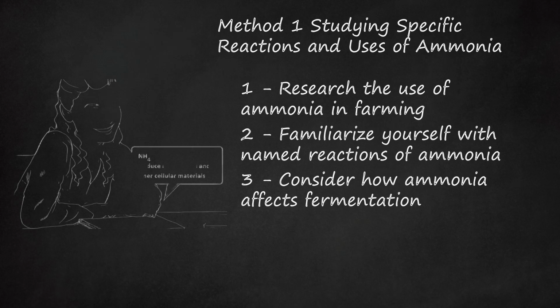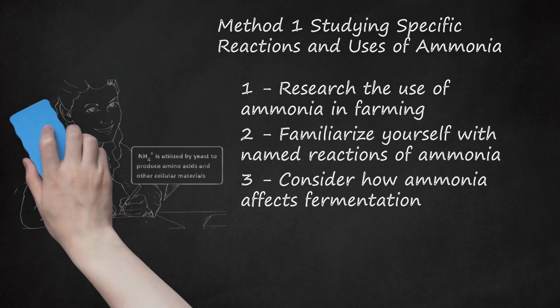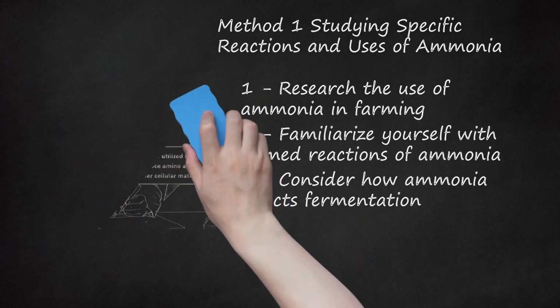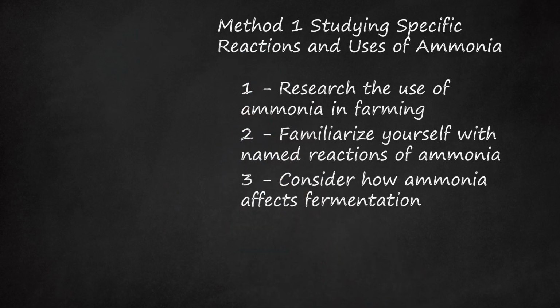During the fermentation of wine, ammonia exists in the form of the ammonium ion, NH4+. This compound is utilized by yeast to produce amino acids and other cellular materials. Without the nitrogen, the yeast would not be able to reproduce and convert the sugar in the grapes to ethanol.